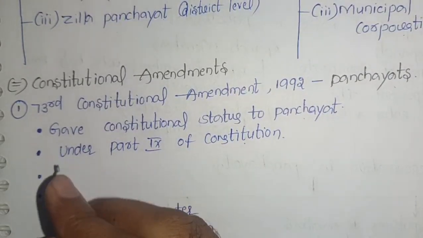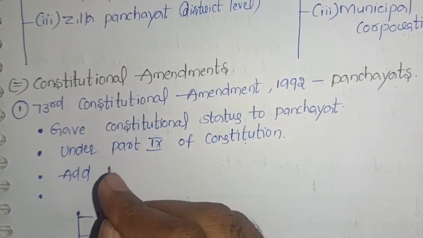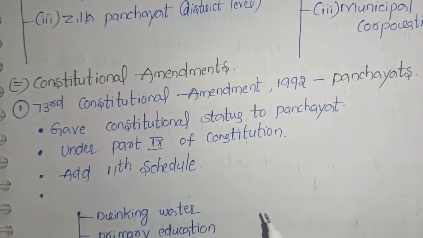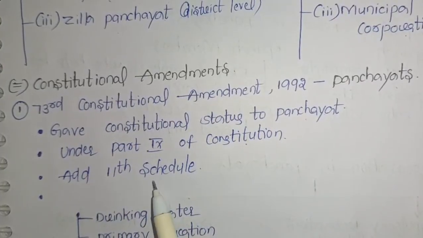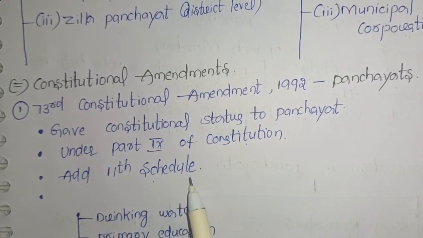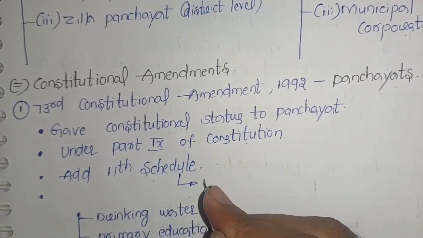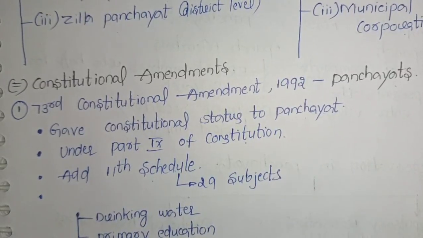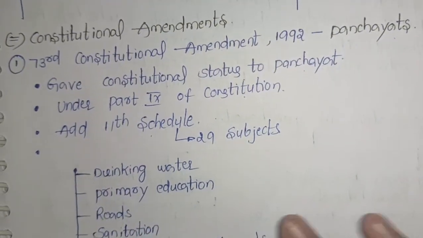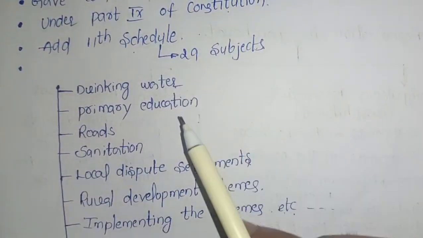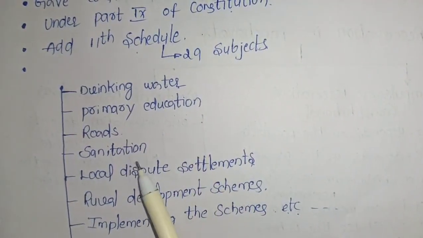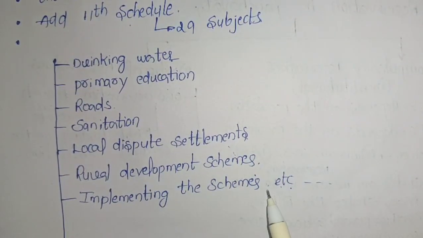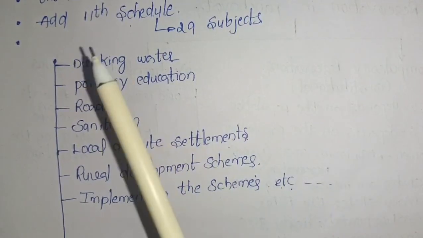And the panchayat was added under the 11th Schedule of the Indian constitution. In the Indian constitution there are 12 schedules. In this 11th Schedule there are 29 subjects. The 29 subjects include drinking water, primary education, roads, sanitation, local disputes, settlements, rural development schemes, and implementing the schemes. These are the subjects under the 11th Schedule.